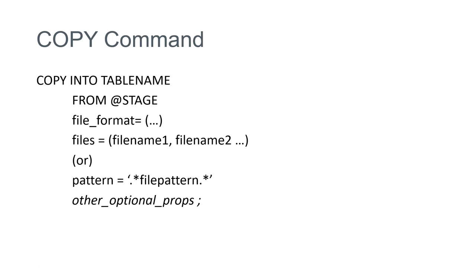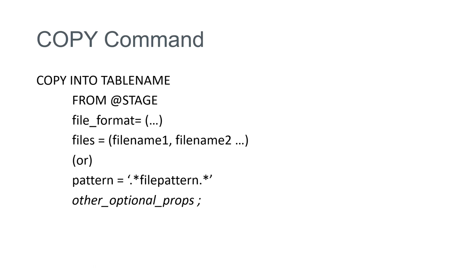And files. If I have 4 or 5 files to be loaded and I want to load all the files at a time, I can provide all the file names separated by commas. Files equals, within parentheses we can mention file name 1, file name 2, up to any n number of files like this. Otherwise, if you have a file pattern, suppose I have files like customer underscore date.